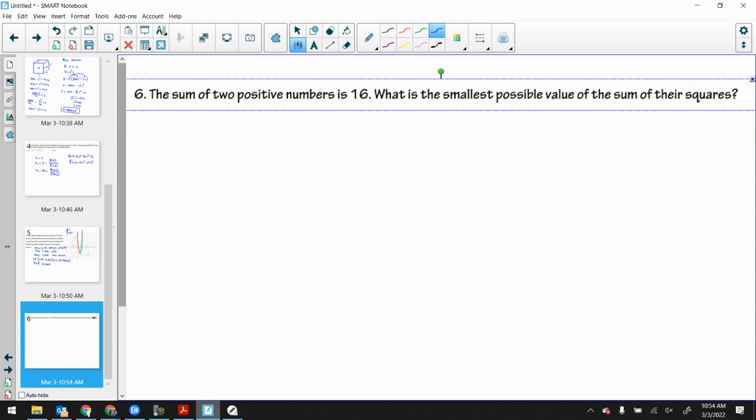The sum of two positive numbers is 16. So what does that say? X plus y equals 16. What is the smallest possible value of the sum of their squares? So I want to minimize x squared plus y squared, the S, we'll call it. We're going to minimize that. Well, if I know x plus y is equal to 16, let's solve for x. X is equal to 16 minus y.